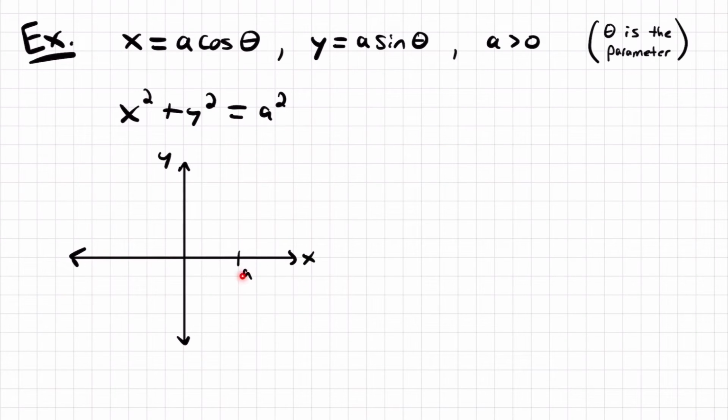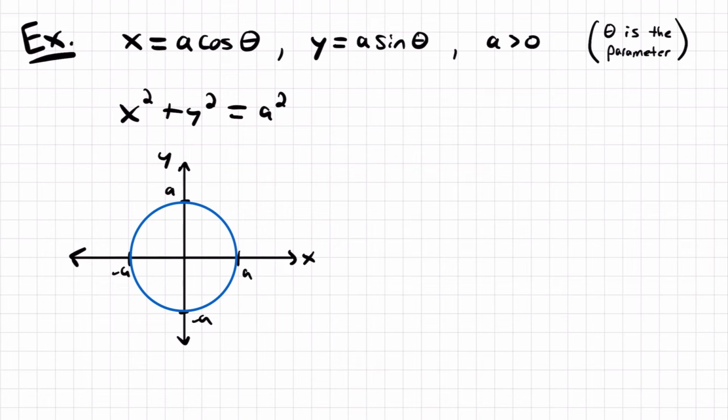So we'll say that a is right about here, which means that a should be here along the y-axis, and then we need to have negative a along the x-axis and negative a along the y-axis. All right, and now our circle has a radius of a, so it's going to look like this. All right, so that is a sketch of our plane curve for these two parametric equations.